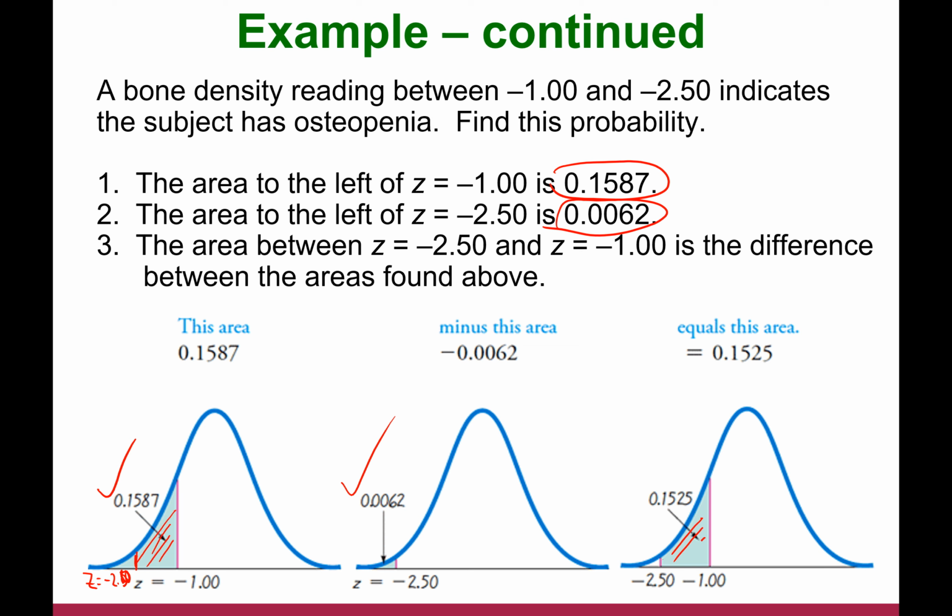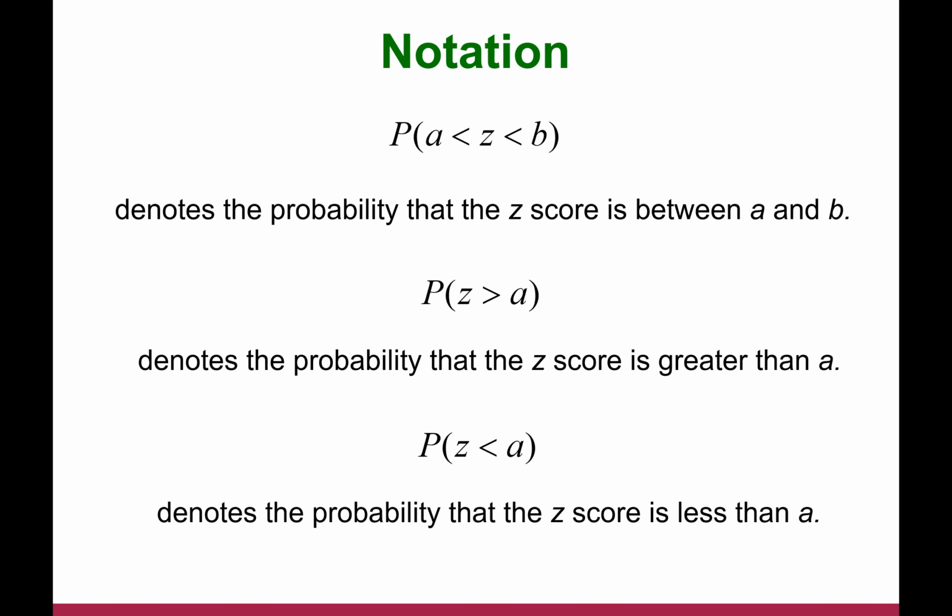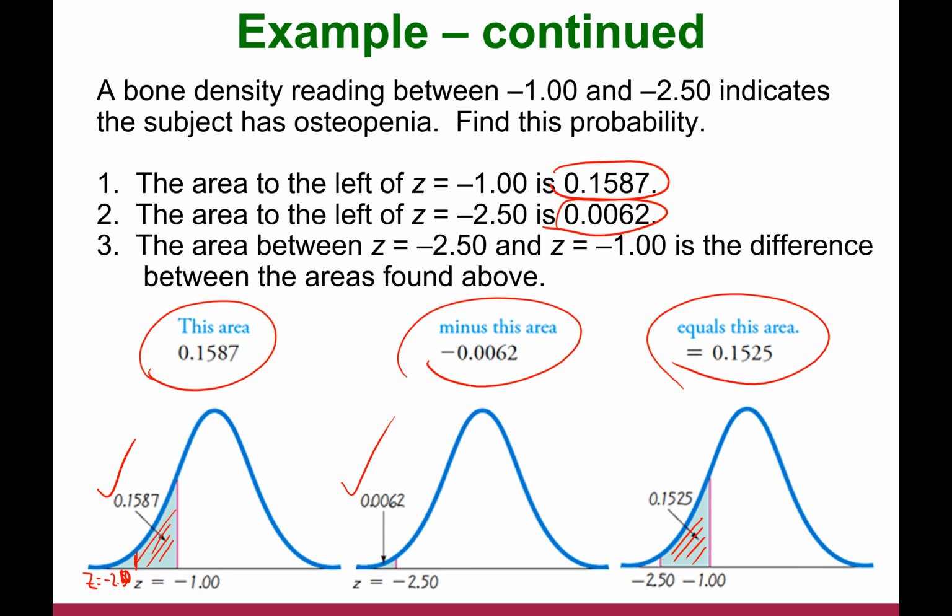So this is what we're looking for. Find the difference between those two. This area minus this area, you get 0.1525. And that's the probability for the bone density reading between negative 1.00 and negative 2.50. So always use the bigger area and subtract the smaller area to get the area in between.